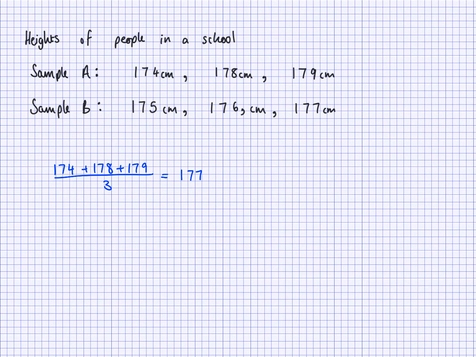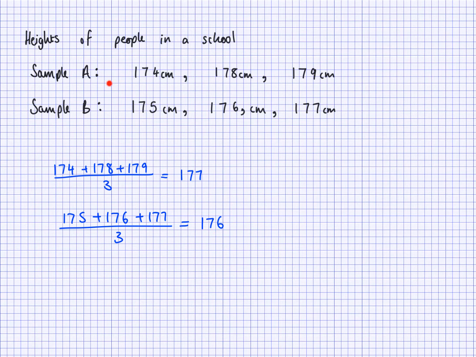And the mean for sample B would be 175, add 176, add 177, divide that by 3, and you will get 176. Okay? Now, notice that just for these two samples, these means are much closer than the most extreme values that we have here. So, notice that the range here is just 1.